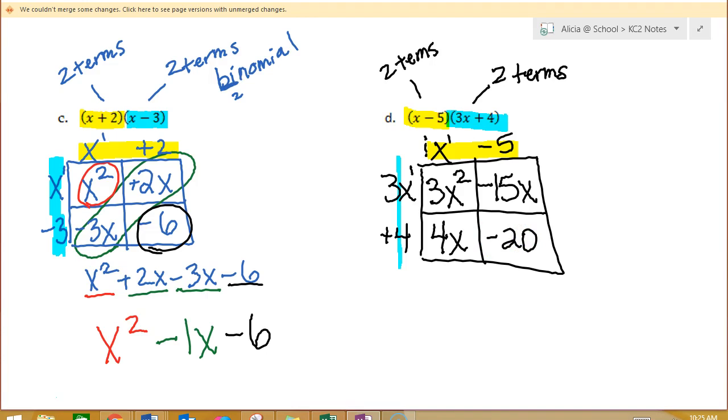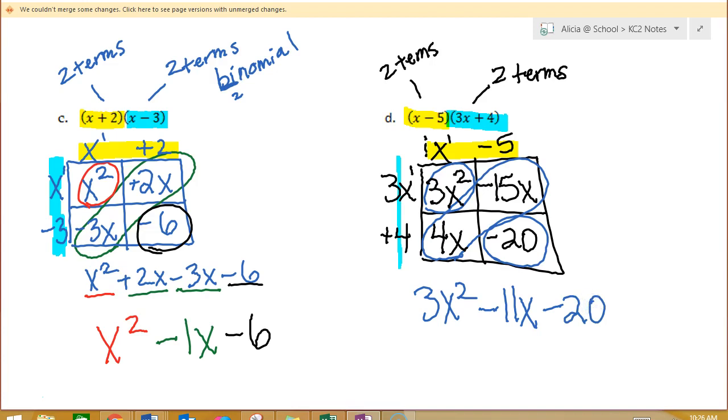So again, you can go ahead and state all the terms. I notice my highest degree, top corner, 3x squared. My like terms come from our diagonals here, right? Negative 15x plus 4x is going to be a negative 11x. And then our last term comes from our constant, negative 20. So that has nothing else to combine with, and that is my final answer. 3x squared minus 11x minus 20.